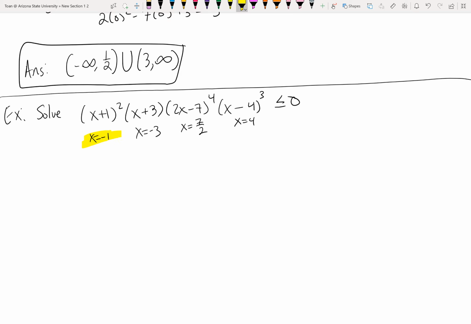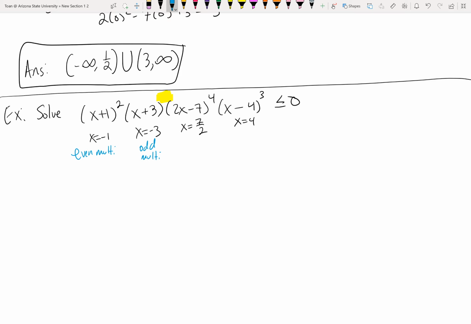So I got the answer of x equals negative 1 by using this parentheses. That parentheses has an exponent of 2, which is even. So this one has an even multiplicity. Let's take a look at the next x-intercept. This x-intercept of negative 3 came from this parentheses, so I look at its exponent, which we don't see anything, so it's an exponent of 1, which is an odd multiplicity.